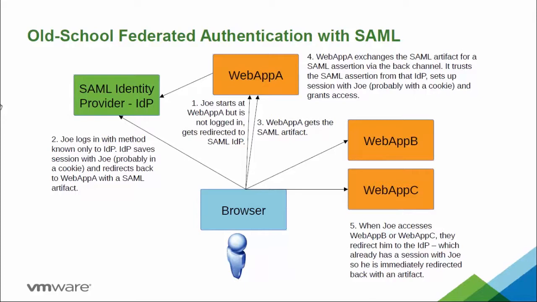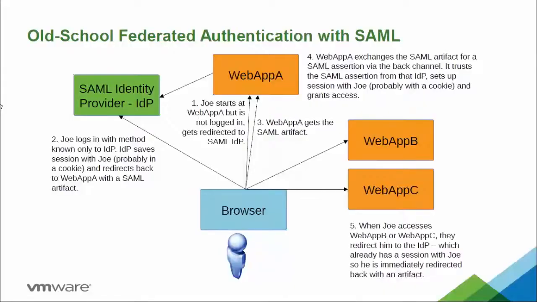It takes a direct API call and calls the SAML identity provider and says, I got this little artifact, this little token, this little big number. Tell me who this user actually was. Now, it replies with a SAML assertion that says, okay, here's the user, here's how you validate it, here's some attributes about the user, groups that the user's in. And then web app A can know who the user is, know some authorization information, and sets up its own session with the user.